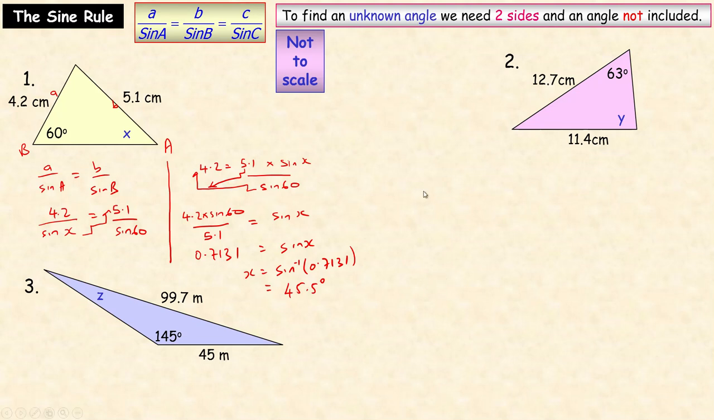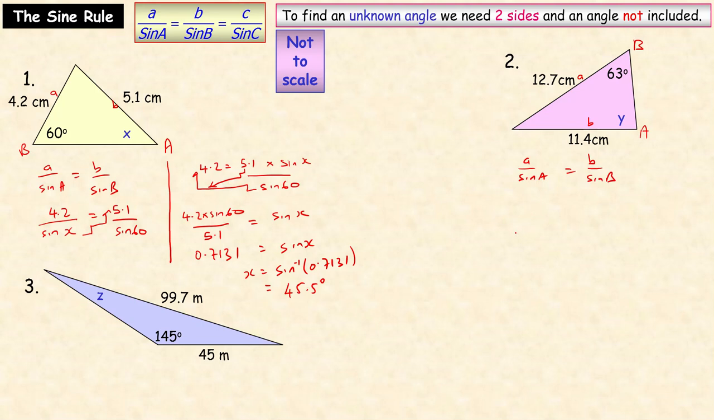Okay, let's have a go at question 2. Again, we've got to think about our labeling of the diagram. I'm looking for y. I'm going to call that A, and that's going to be small a. I know that, and I know that angle is B. So using the formula, a over sine A is equal to b over sine B, let's put our knowns in there.